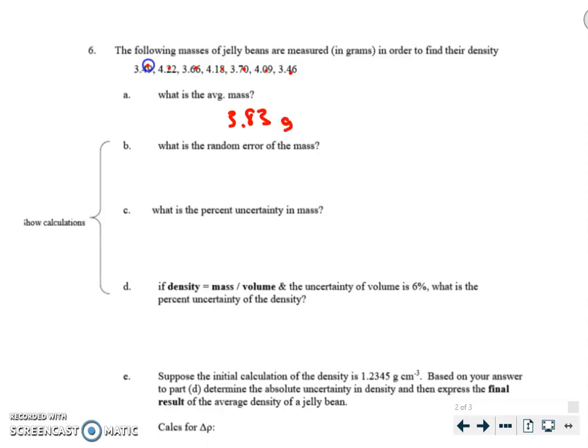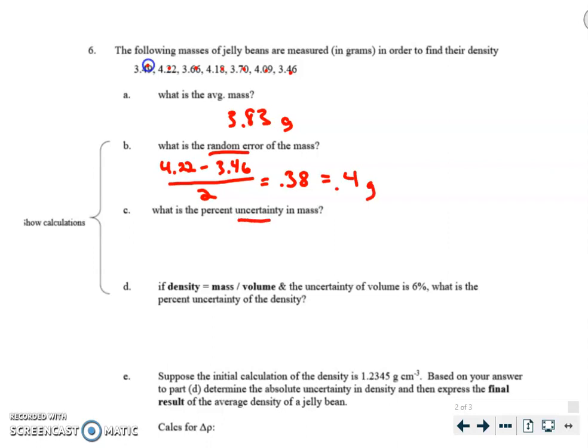Okay, now the new stuff. Random error. Random error is maximum value minus minimum value, divided by 2. So our maximum value, I think, is 4.22. Our minimum is 3.46. Divide that by 2, and we should get 0.38. If you round that to 0.4, that's fine. I accept it either way. And again, it should be grams.